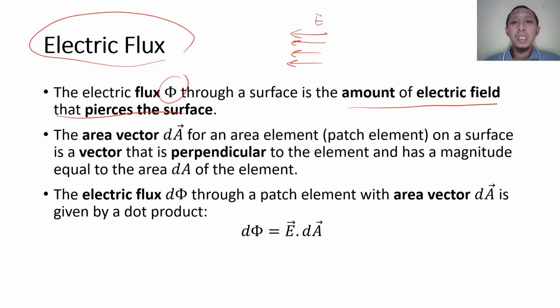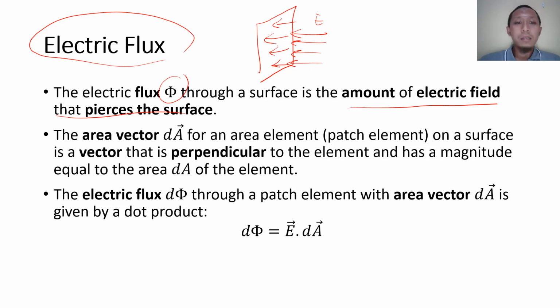The something around the charge, either positive or negative, we call it electric fields. So if we have the electric fields and we have the surface like these ones, so this is the electric field. So the amount of electric field in the surface is electric flux.